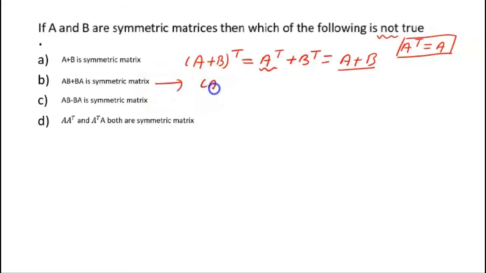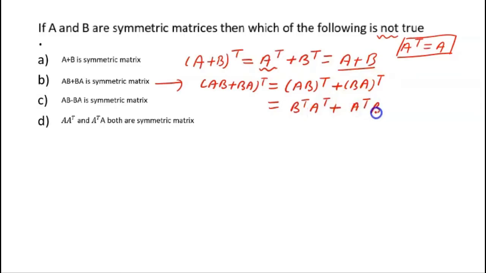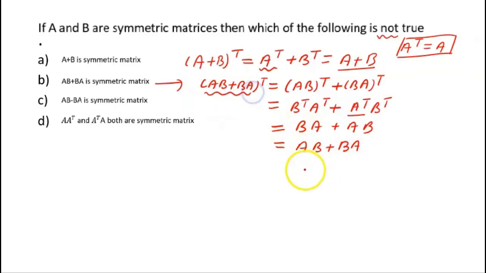Similarly, if I take the matrix AB plus BA, so the transpose of AB plus BA will be what? What is the property of transpose? The property of transpose is that it is the transpose of AB plus the transpose of BA. Okay, and the transpose of AB gives me B transpose A transpose, and the transpose of BA gives me A transpose B transpose, and B transpose is B because B is a symmetric matrix, and A transpose is A, and here A transpose is A and B transpose is B. So this is nothing but AB plus BA, right? Because matrix addition is commutative. So the transpose of AB plus BA is equal to AB plus BA, means this is also a symmetric matrix.